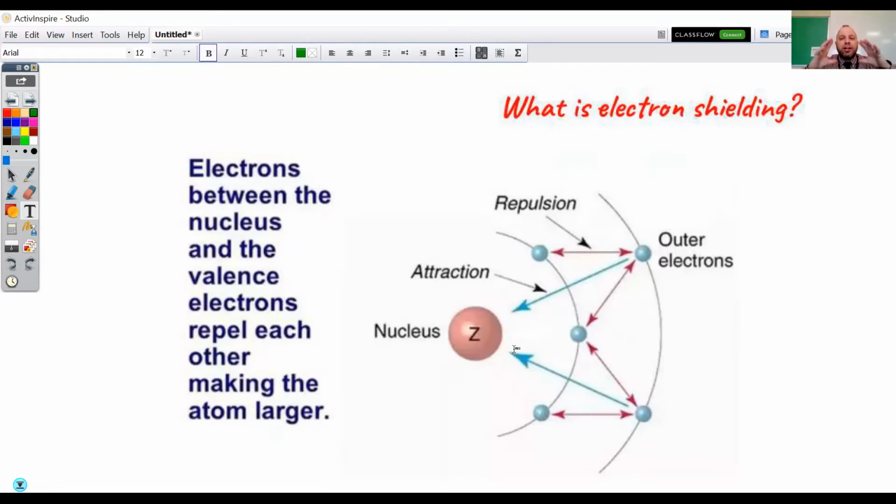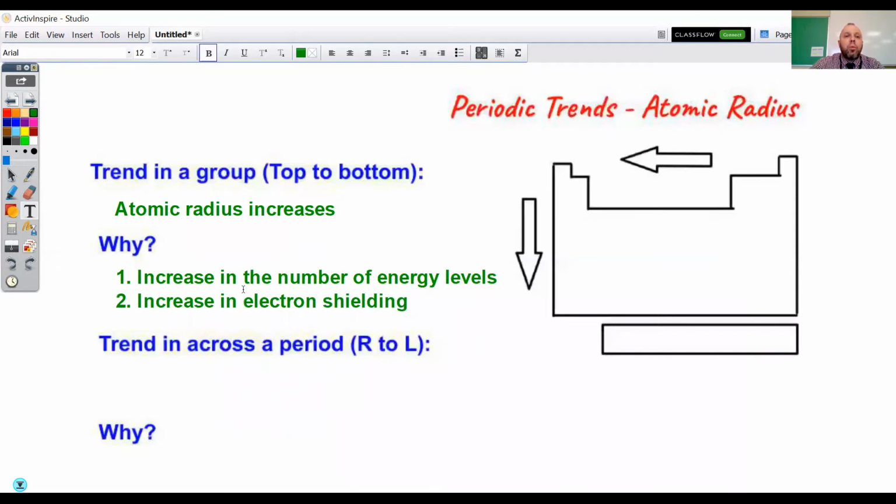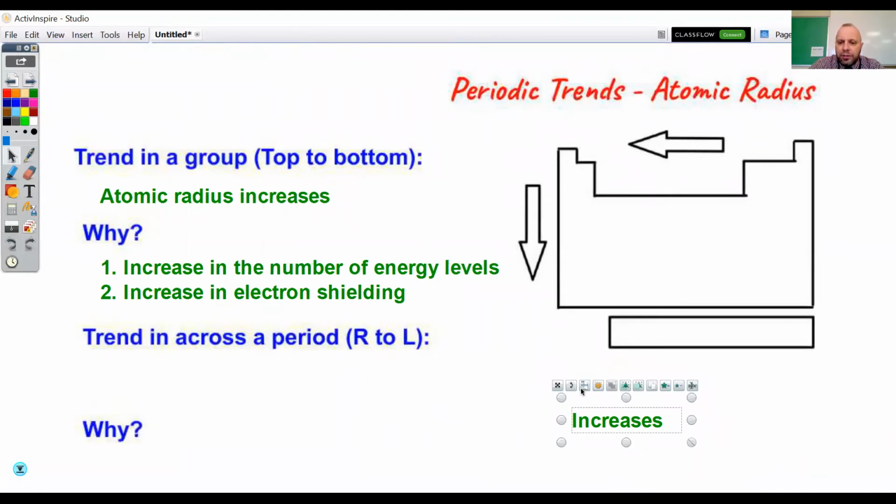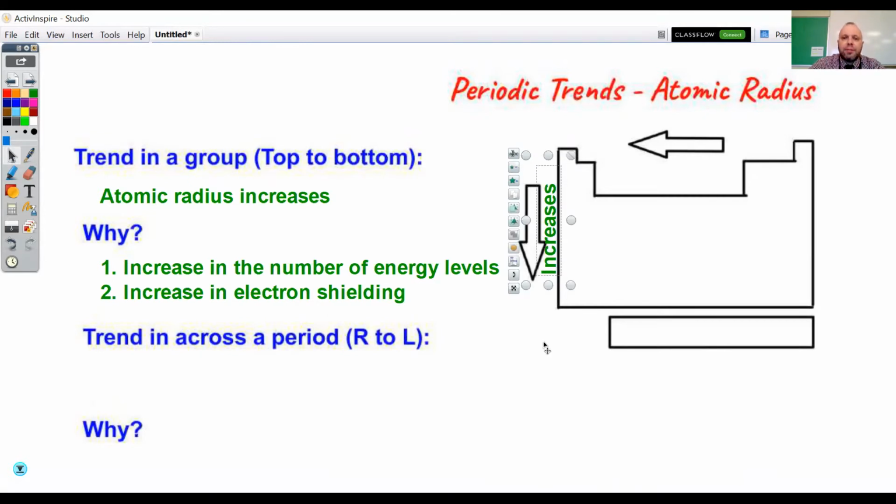Those inner electrons, electrons that are occupying inner energy levels, act as a barrier between the nucleus and the outermost electrons. That ends up allowing that atom to stray a little bit further away. And as a result, the atom gets larger. So when we look at why the atom gets larger going from top to bottom, we're going to identify those two as the cause. Now, let's label our arrow here so we can summarize this. We're going to say atomic radius increases going down from top to bottom.